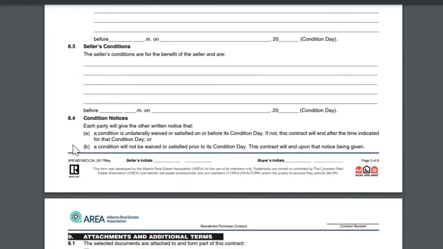Conditions and notices. Okay, so this is when we either waive a condition or we can't waive the condition. So it says here that we have to be able to unilaterally waive all conditions. So if there's a seller condition, that needs to be waived as well as the buyer conditions.